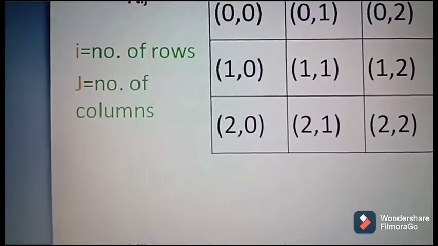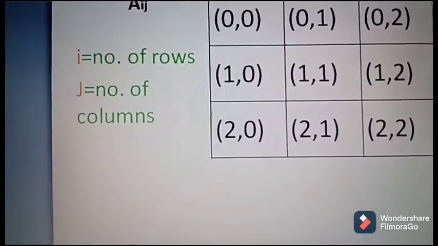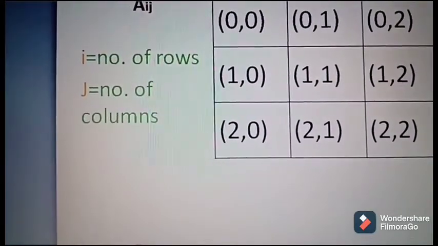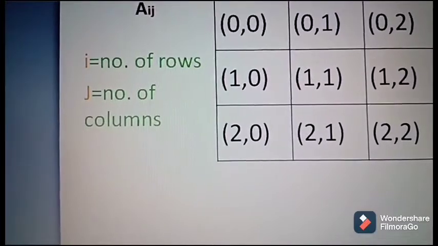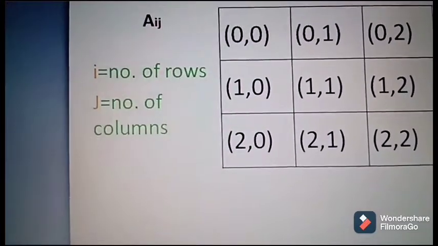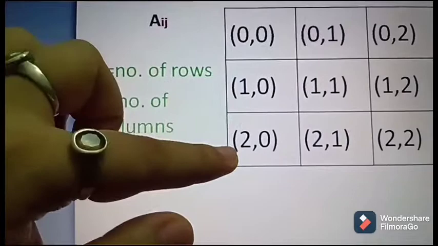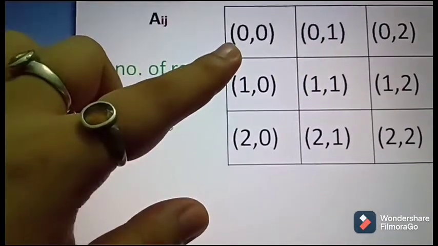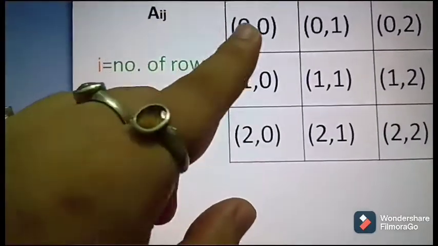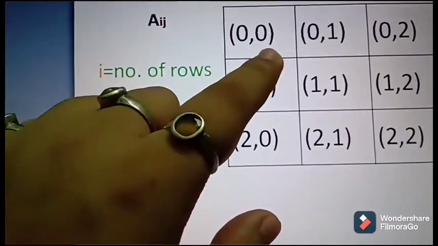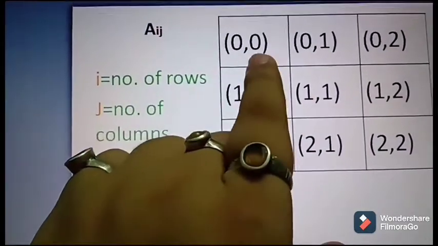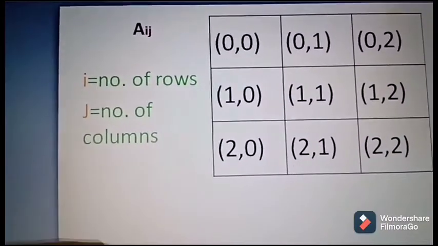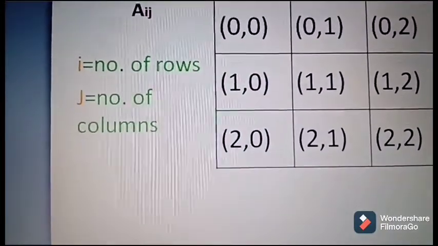Here i is the number of rows and j is the number of columns. Here we use two nested for loops. The first for loop is used to check these 0, 1 and 2 values, and the second for loop, which is under the first for loop, repeats the values of j, that means 0, 1, 2, 0, 1, 2 and 0, 1, 2. So let's jump into the program.